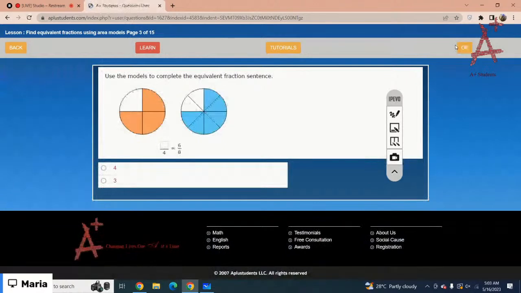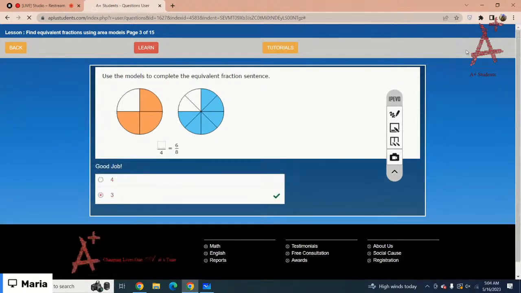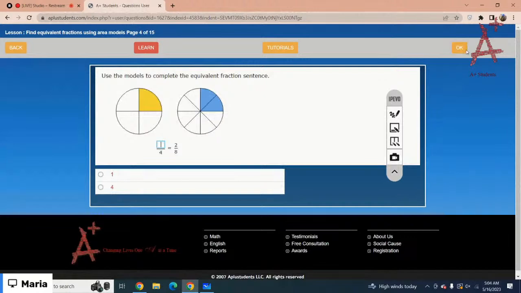Okay, the next one is use the models to complete the equivalent fraction. So which is the correct option? You can see for the first one, the total portions are 4 and 3 out of 4 are colored. So the missing number is 3. It would be 3 out of 4 because 3 of them are colored. Okay, use the models to complete the equivalent fraction sentence. So which is the correct option?